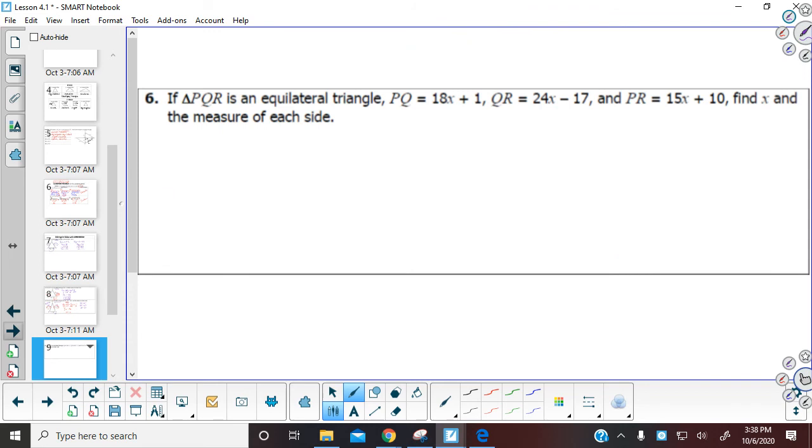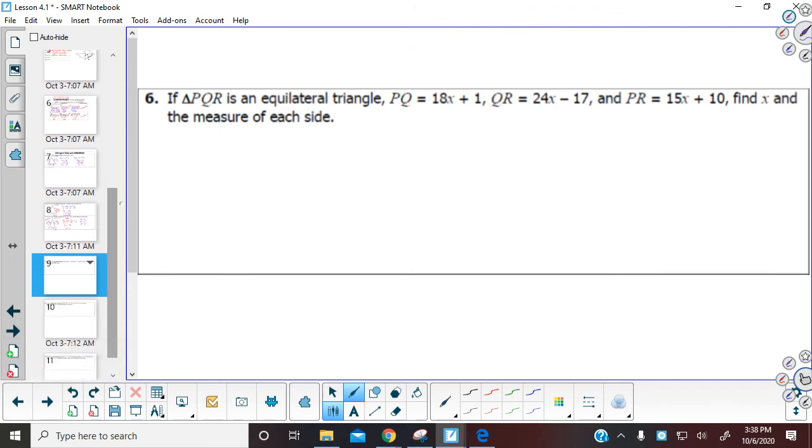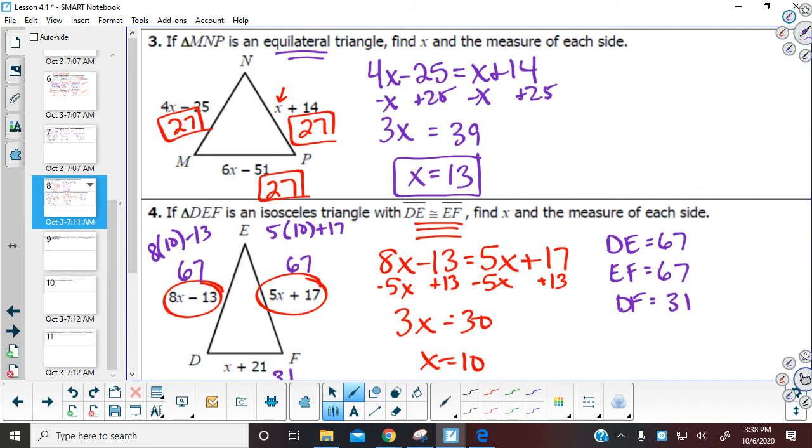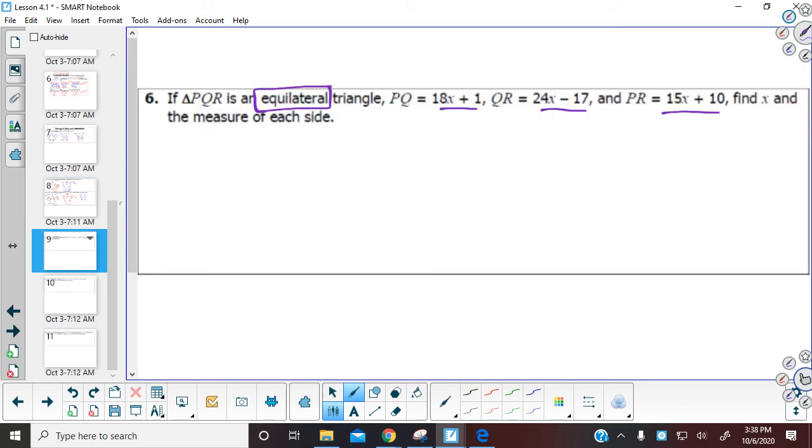All right, last couple here. Notice we are now without a picture. If we are without a picture, you need to either draw a picture or really think about what that picture looks like. Now, number 6, I don't really need to draw a picture because I understand that the word equilateral means that all of these sides are the same. So this is very similar to example number 3. We can just set any two equal to each other.